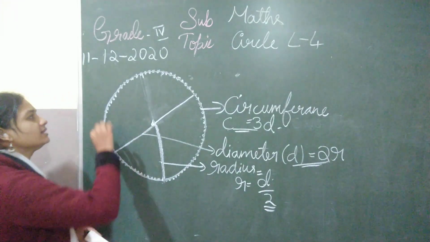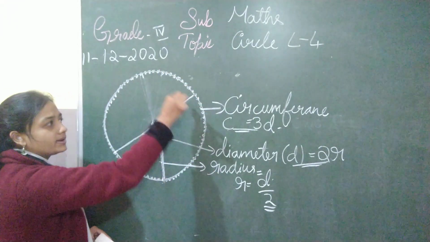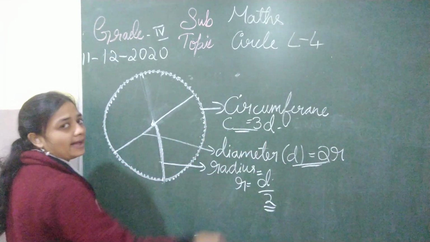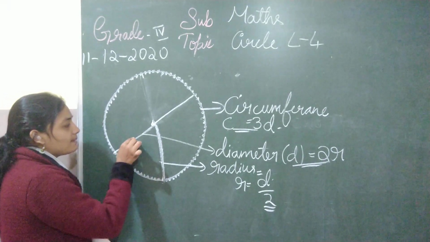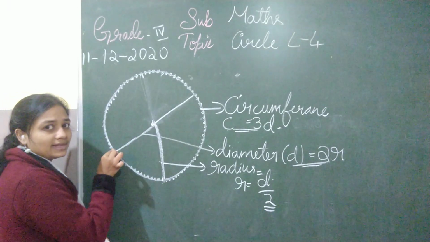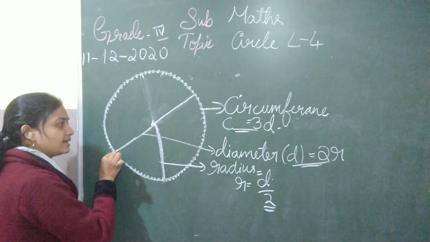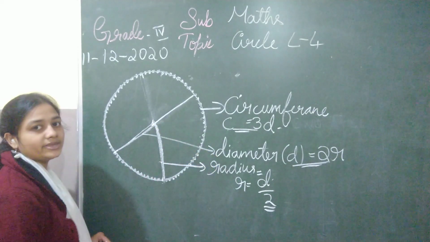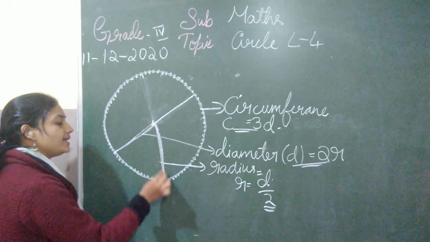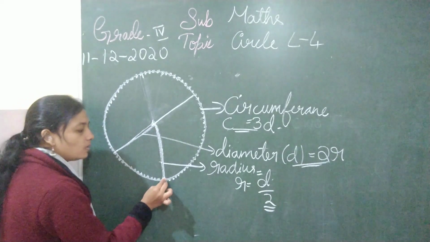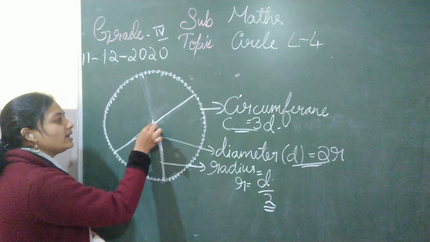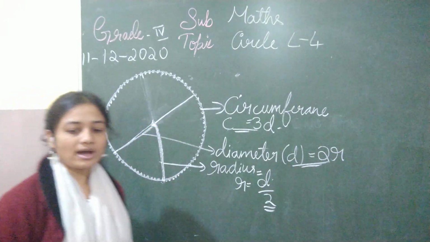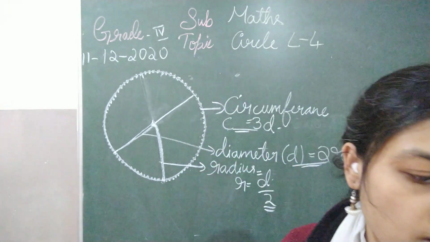So I repeat once again, the outermost border line is called the circumference of the circle, and circumference is equal to 3 times the diameter. And the diameter is nothing but the line which touches 2 points on the circle and passes through the center of the circle. Radius is a line which joins one point on the circle and one point that is the center. This is the radius. And next you have to learn about a few more things.